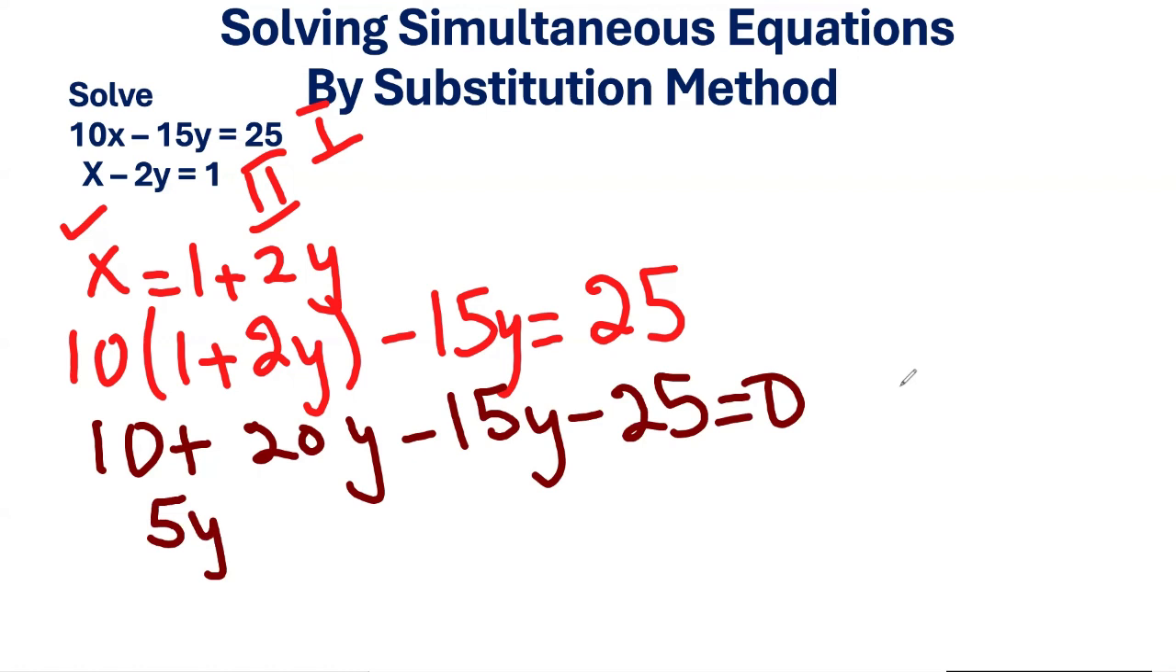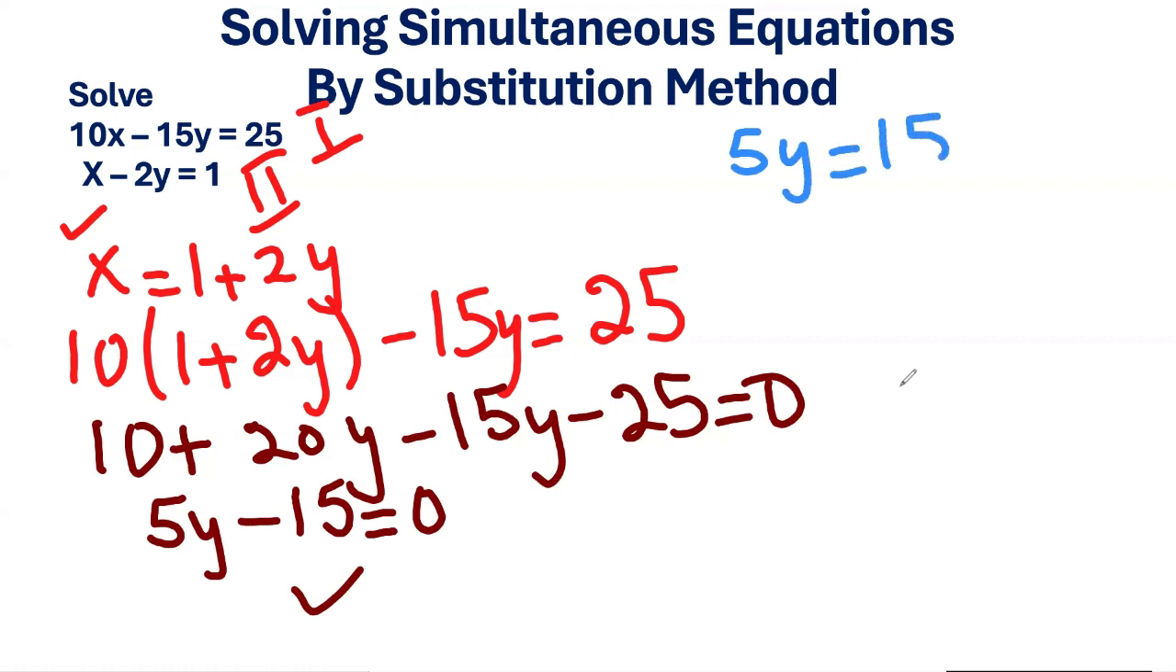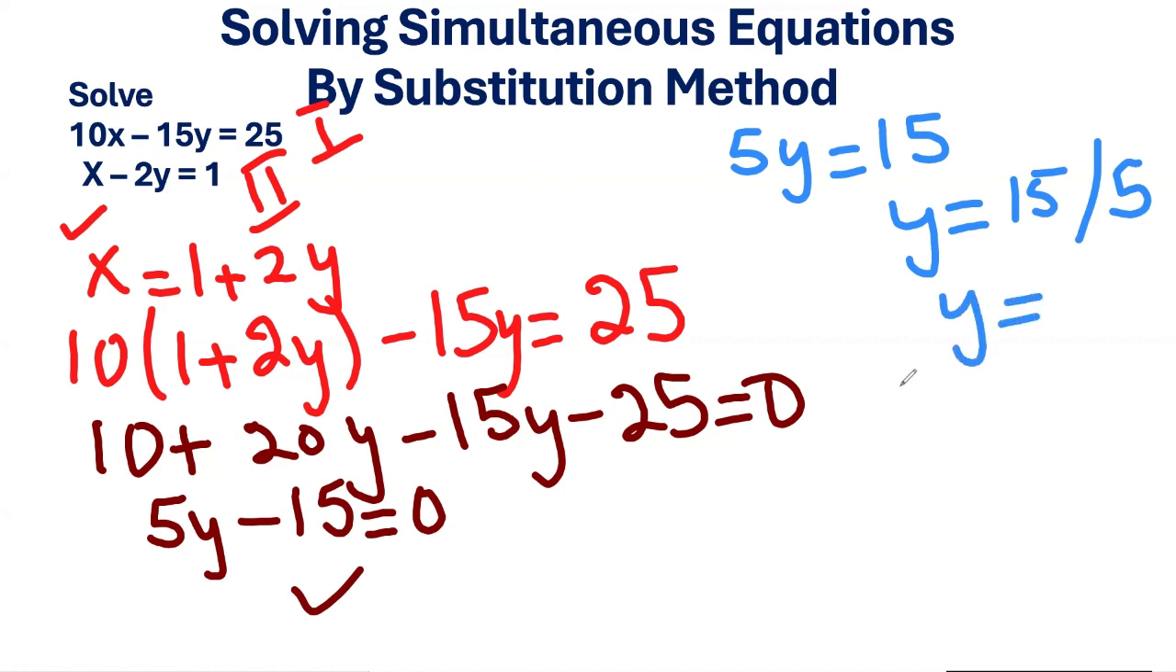10 minus 25 will give you minus 15 is equal to 0. From here you can find the value of y. 5y is equal to 15. So y can be found, 15 divided by 5. 5 3s are 15. Y is equal to 3.